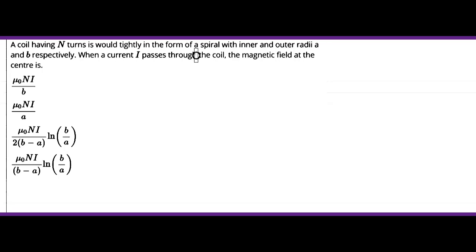When a current I passes through the coil, what is the magnetic field at the center? It is made into a spiral like this, of n turns.